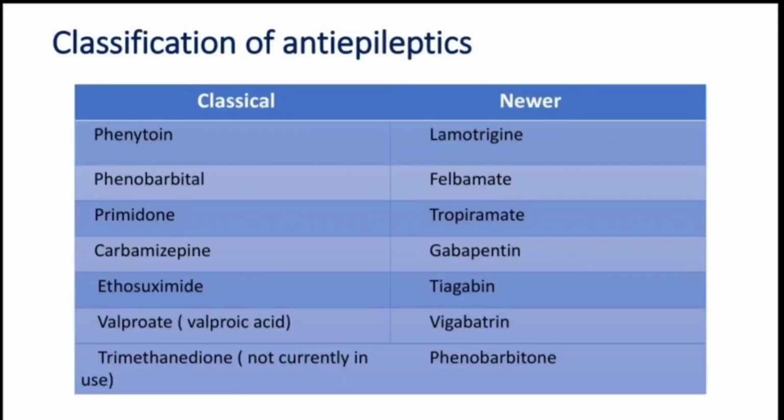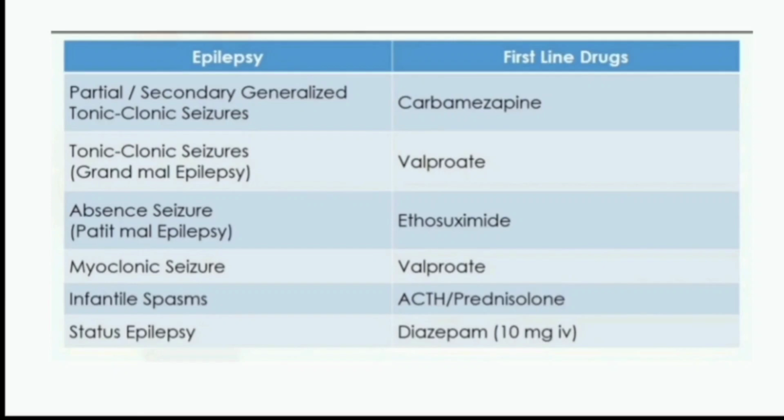Classification of anti-epileptics. Anti-epileptic drugs are classified into two groups: the classical drugs and newer drugs. The classical drugs include phenytoin, phenobarbital, primidone, carbamazepine, ethosuximide, valproate, and trimethadione, while newer drugs include lamotrigine, felbamate, topiramate, gabapentin, tiagabine, vigabatrin, and phenobarbital. Here are some first line drugs which are used for the specific type of epilepsy.